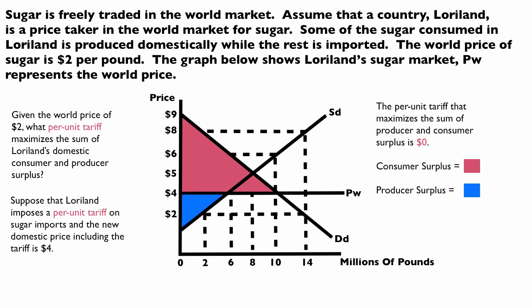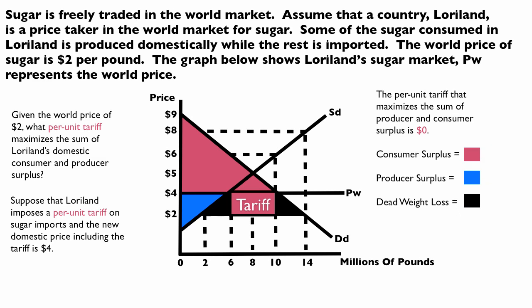Suppose that Lauraland imposes a per unit tariff on sugar imports and the new domestic price including the tariff is $4. There will be deadweight loss. So the per unit tariff that maximizes the sum of producer and consumer surplus once again is 0.